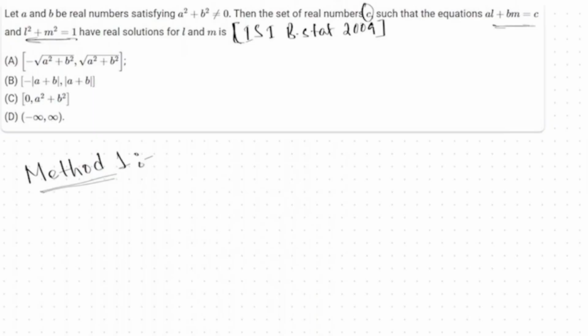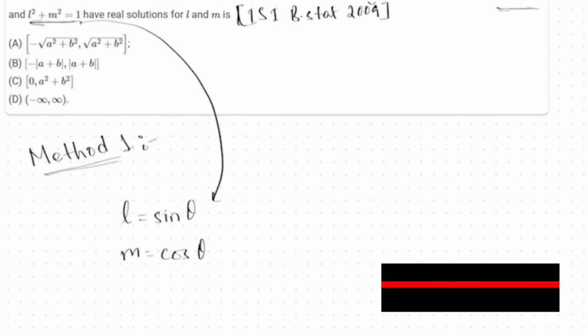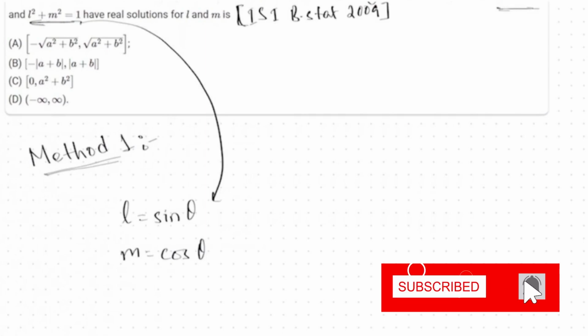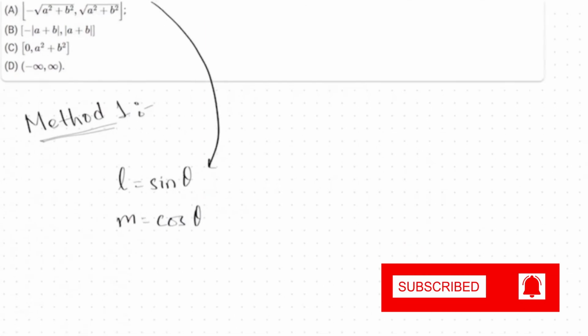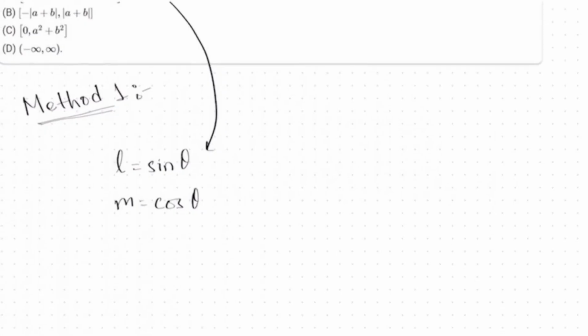So let us start. Using l square plus m square equal to 1, we get an intuitive idea that we might just use l equals sine theta and m equals cos theta, because sine square theta plus cos square theta equals 1. And if we substitute this in the equation al plus bm equals c, we get a sine theta plus b cos theta equals c.